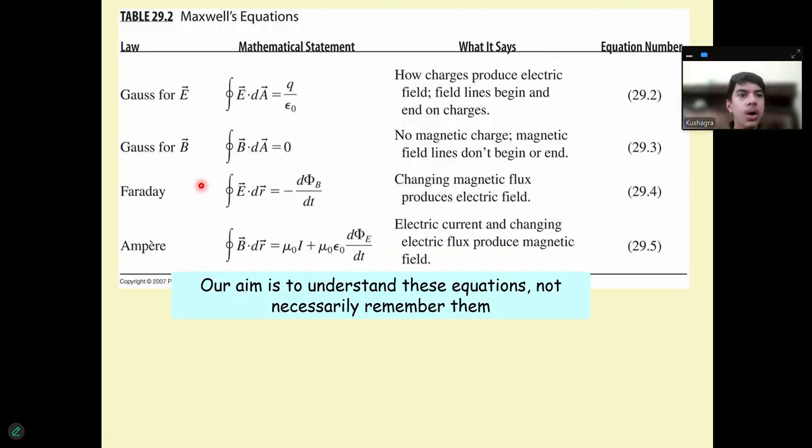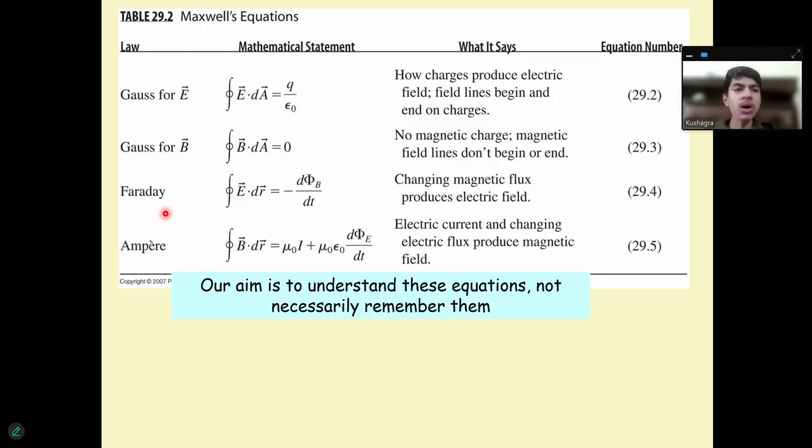Okay, so these are Maxwell's equations. For Gauss's law for E, the integral of E times dA equals Q over epsilon naught. It says how charges produce electric fields. The field lines begin and end on a charge. Then we have Gauss's law for vector B, the integral of vector B dA. No magnetic charge, magnetic field lines don't begin or end.